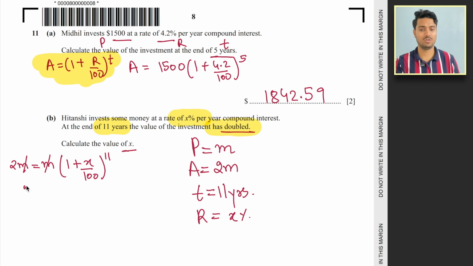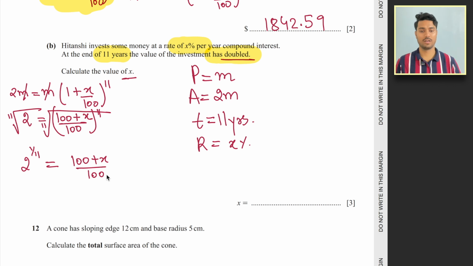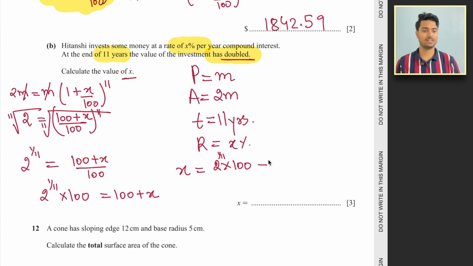So this M will cancel out. 2 is equal to ((100 plus x) upon 100) raised to 11. Now let's take the 11th root on both sides. If we take the 11th root on both sides, we get 2 raised to 1 by 11 equals (100 plus x) upon 100. Now just multiply: 2 raised to 1 upon 11 multiplied by 100 equals 100 plus x, and then finally x equals 2 raised to 1 upon 11 multiplied by 100, minus 100, and this will give you the value of x.